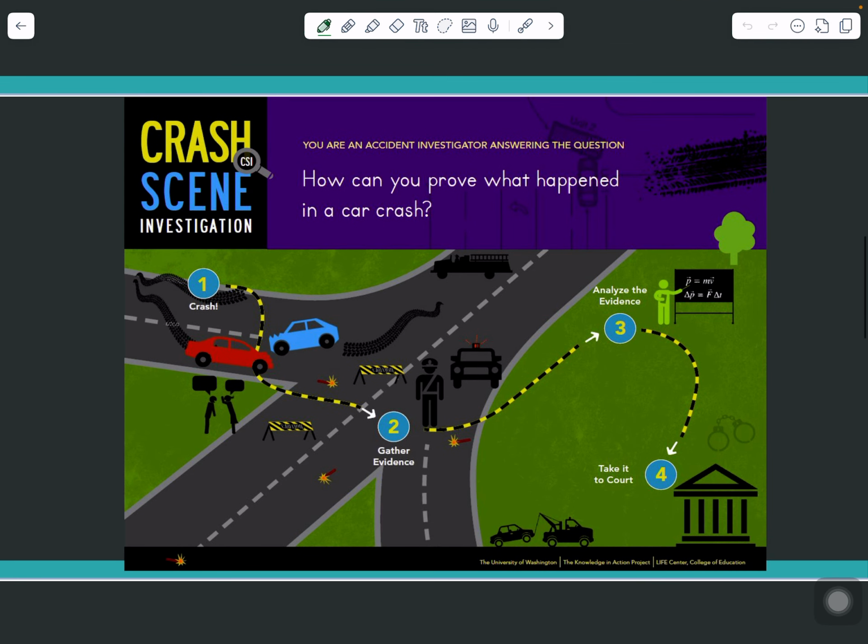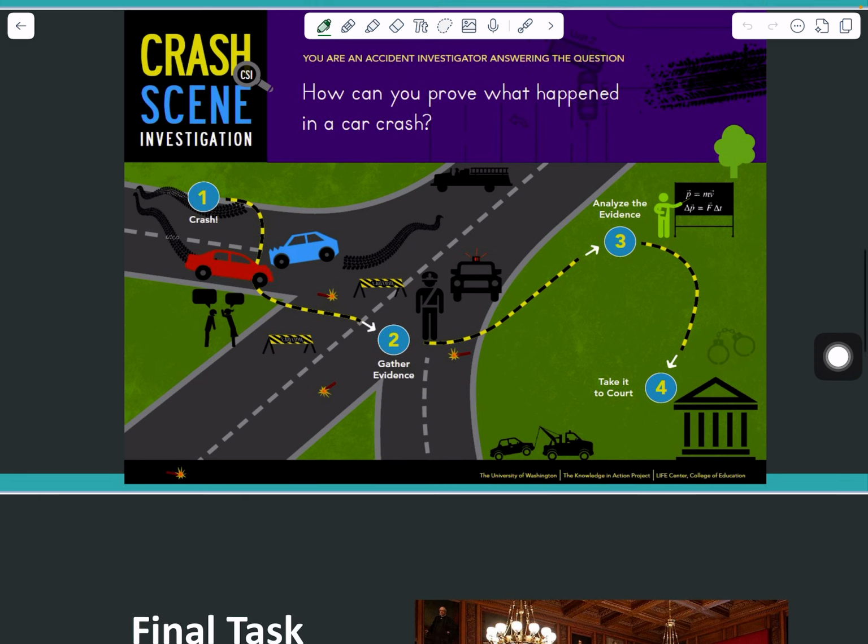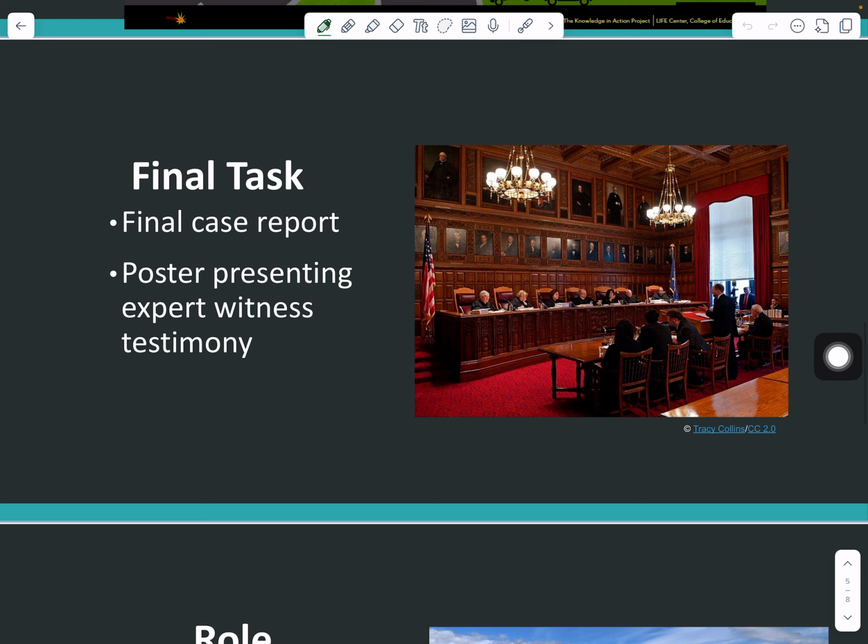So you are asking, how can you prove what happened in an accident? This is the path through it. First of all, there's a crash, and then evidence is gathered, and this has already been done for you. What you are going to learn how to do is analyze the evidence and then present it in a way that would be understandable, like in a court of law. So the final task is you are going to put together a little case report presenting what you did, and then you're also going to create a poster presenting expert witness testimony.